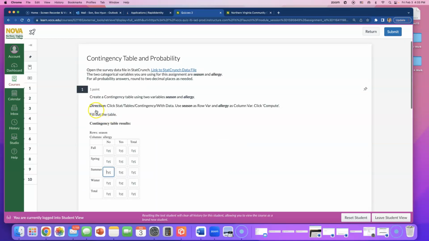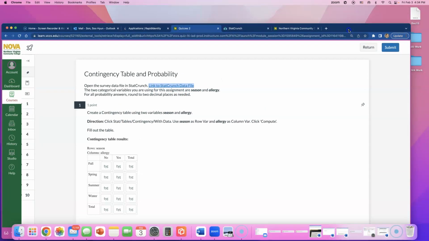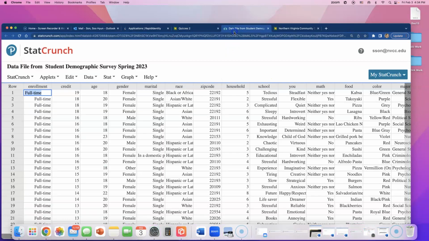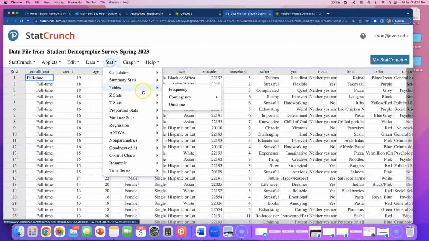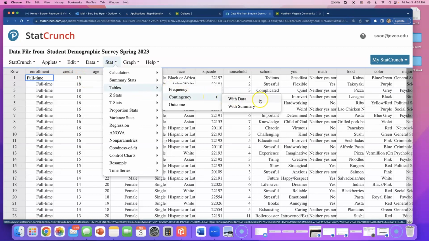So if your numbers are wrong on this table, all the answers on number 2 through 10 will be wrong, right? So I typed up the directions on how you can make this contingency table, so maybe we'll do that one together. Open up the data set, and I just clicked on this link right here. Let's make a contingency table by going to Stat, Tables, and Contingency. Click on With Data, okay?